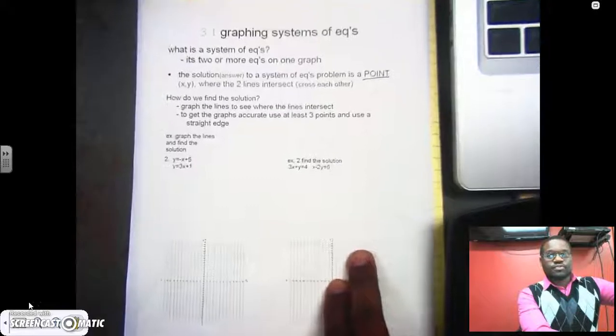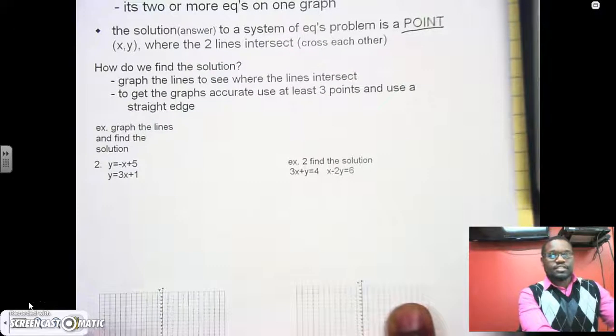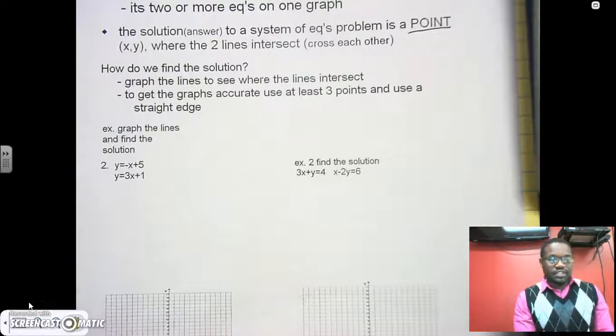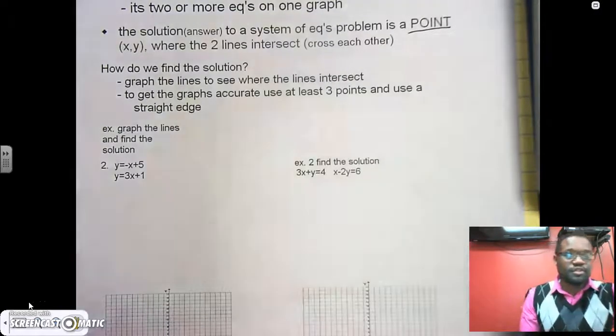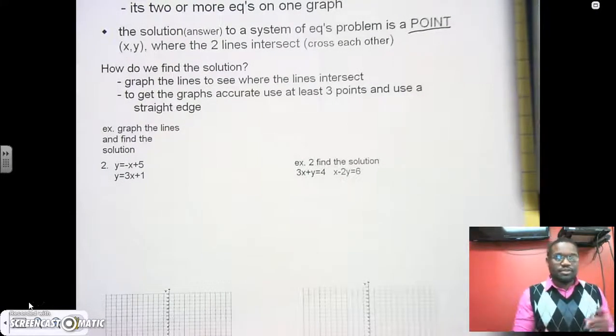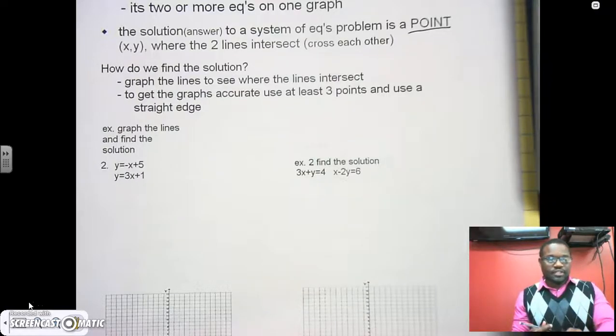Let's look at number 2. It says graph the lines and find the solution. First of all, we see that each equation is in slope-intercept form, so we can actually graph those. And so that's what I'm going to do. I'm going to graph those 2 equations. And so let's do that.